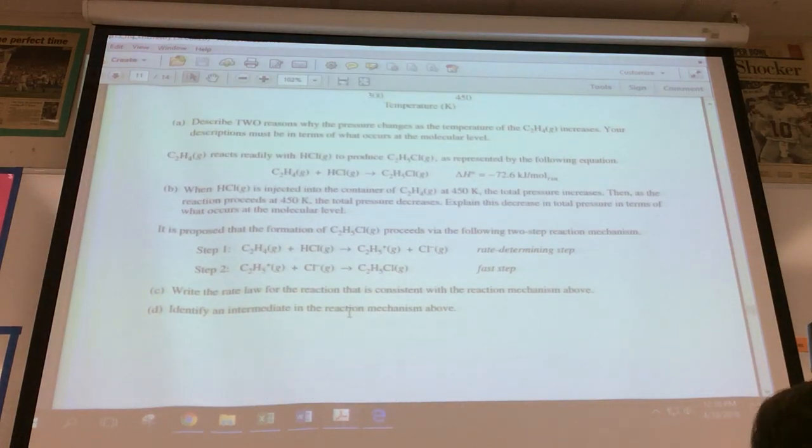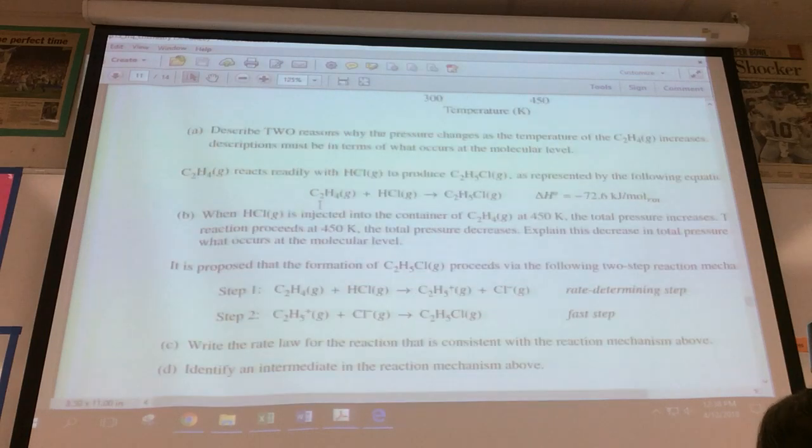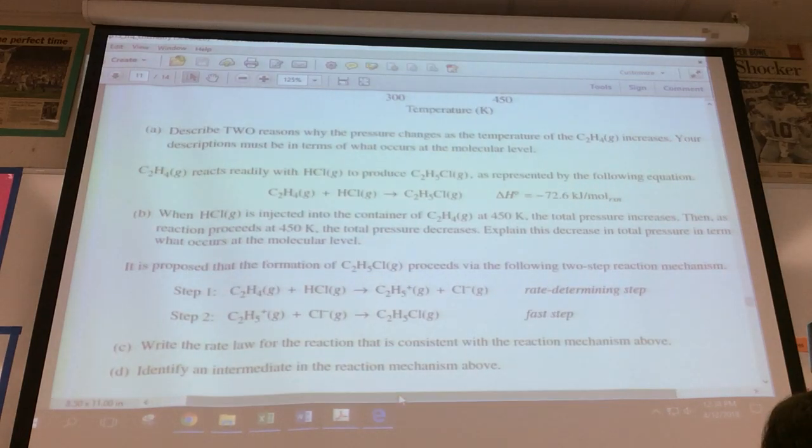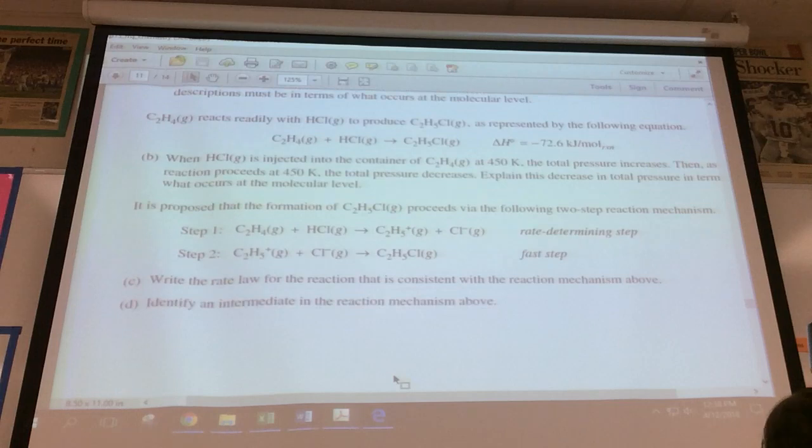Take a minute. You need it bigger? Take a minute to do C and D. Give it a shot. Should be able to do it.